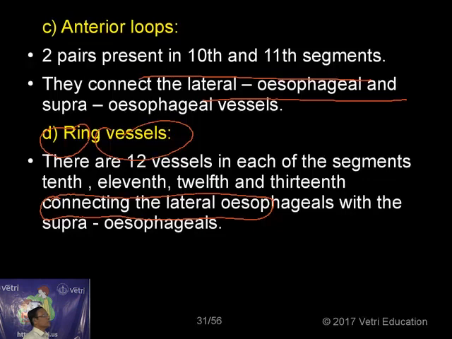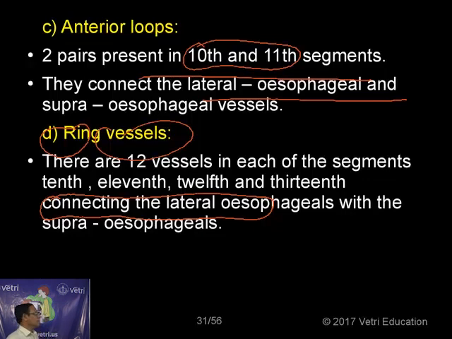Then anterior lobes. Two pairs of anterior lobes are present in the 10th and 11th segments. They are called the anterior lobes. They connect the lateral esophageal and the supraesophageal blood vessels.